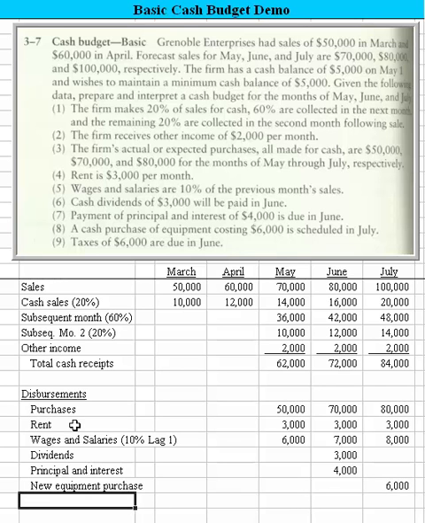And what do we have? We have taxes due, and we need to make that payment in June of $6,000. So some of these are pretty straightforward. Once we have that, we can calculate our total disbursements.